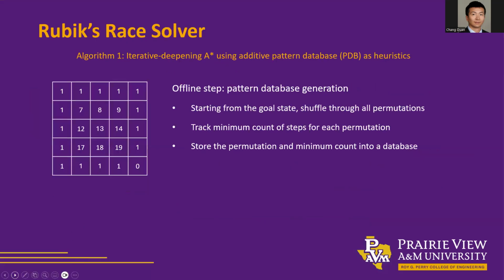Okay, so let's talk about the first algorithm to solve this Rubik's race puzzle. The first algorithm is the iterative deepening A star using additive pattern database as heuristics. This algorithm has two steps. There's an offline step to generate the pattern database, and there's an online part.